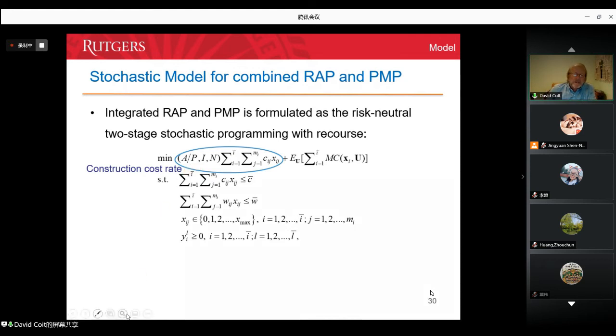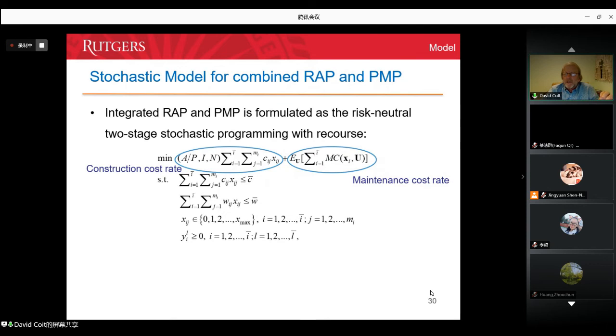And then I add to it the expected maintenance cost rate given the uncertainty in U. And as examples, I just have a constraint for system cost and a constraint for system weight. The constraints could be many things. This was just an example to demonstrate that we can actually do this.